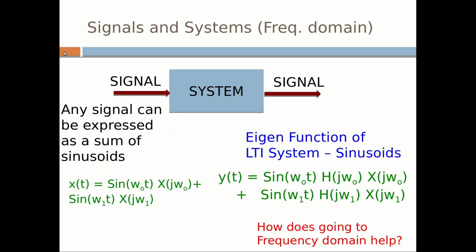So here we have seen that using eigenfunction properties, the output of an LTI system can be quickly found. So how does going to the frequency domain help us actually? Let's see.